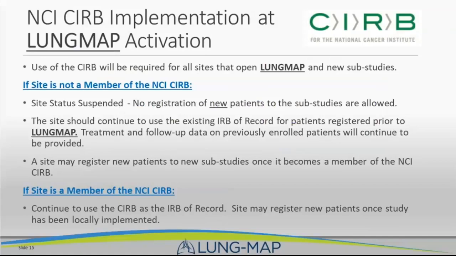Another regulatory change with the expansion of LungMap is that the use of the CIRB will be required for all sites that open the new screening protocol and its sub-studies. NCI will be mandating that all U.S. sites participating in the NCTN and NCORP trials use the CIRB starting in March of next year. So LungMap will be following this policy starting with the new screening protocol.